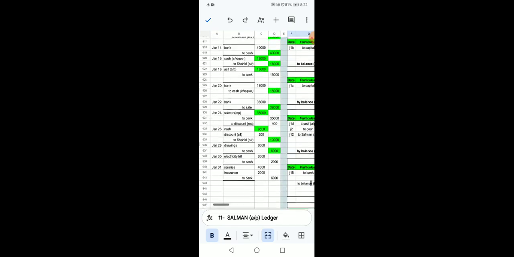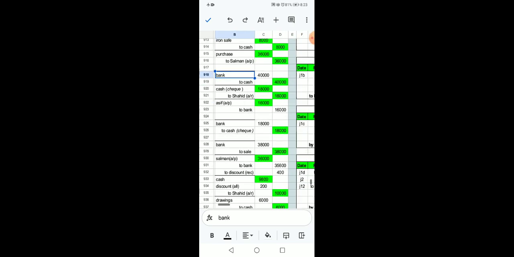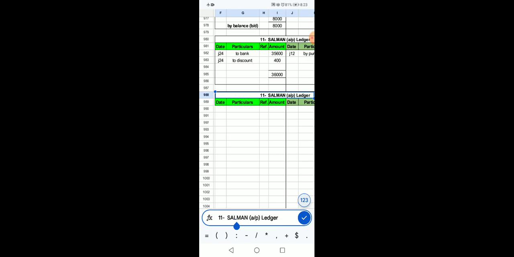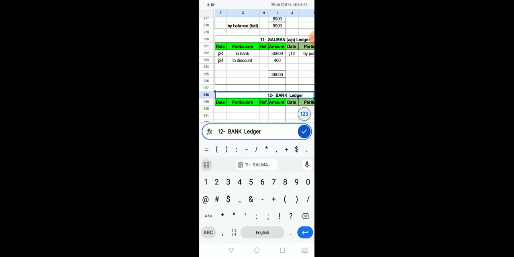Now let's see what next ledger we will be looking for. This was Salman and we had completed the ledger for Salman. Next unmarked element is bank. So it's time to make the ledger for bank. We will take headings from the previous ledger and write down the same headings for the next ledger. Title of the next ledger is bank. Change the title, change the number of the ledger. This is the 12th ledger, bank.